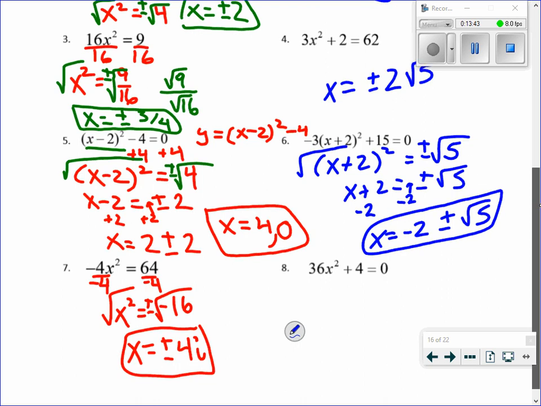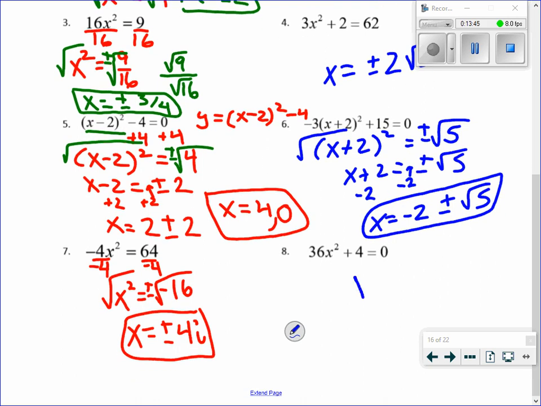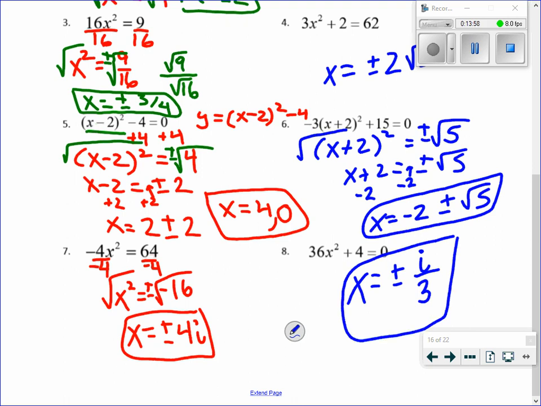And then lastly for 8, what did we get? X to equal plus or minus 1/3 i or i over 3, however you wrote it, works. Yes. So if you got 2i over 6, remember you should have kept simplifying that too.